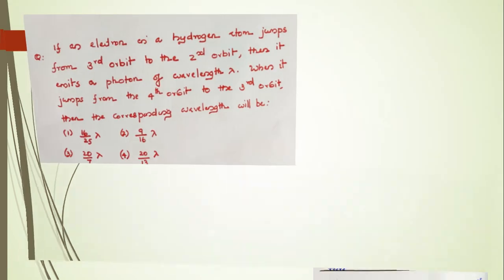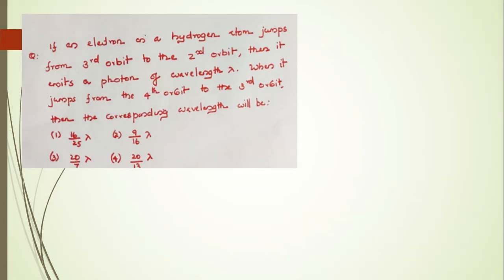So we can move with a good simple question. If an electron in a hydrogen atom jumps from the third orbit to the second orbit, then it emits a photon of wavelength lambda. When it jumps from the fourth orbit to the third orbit, the corresponding wavelength will be?